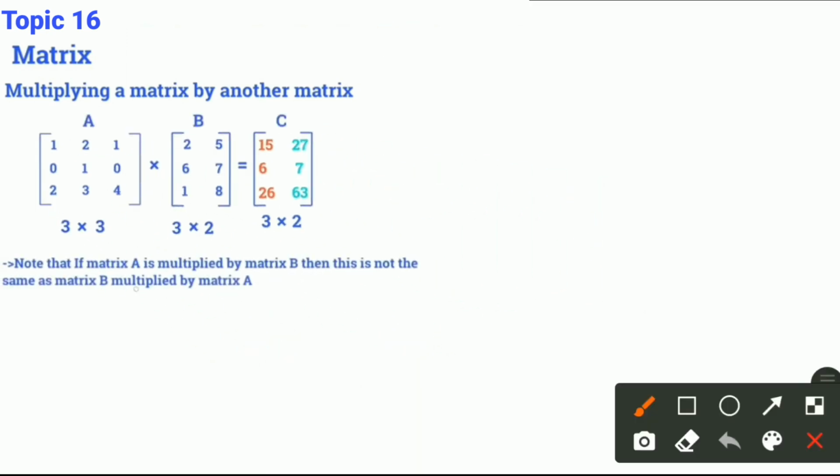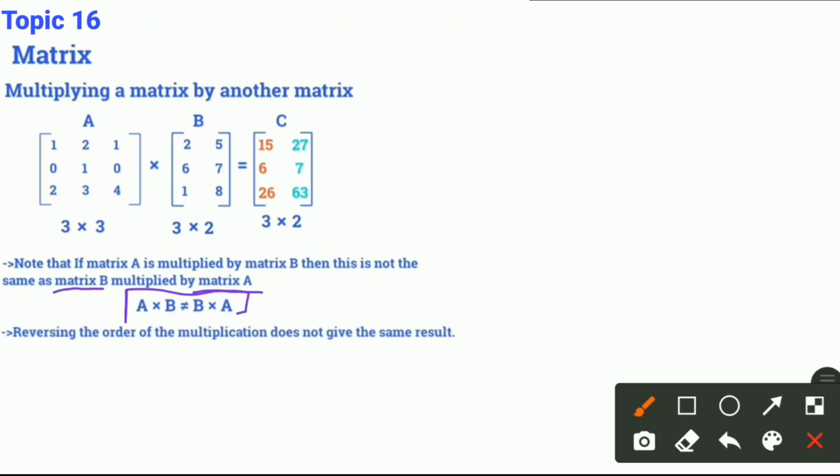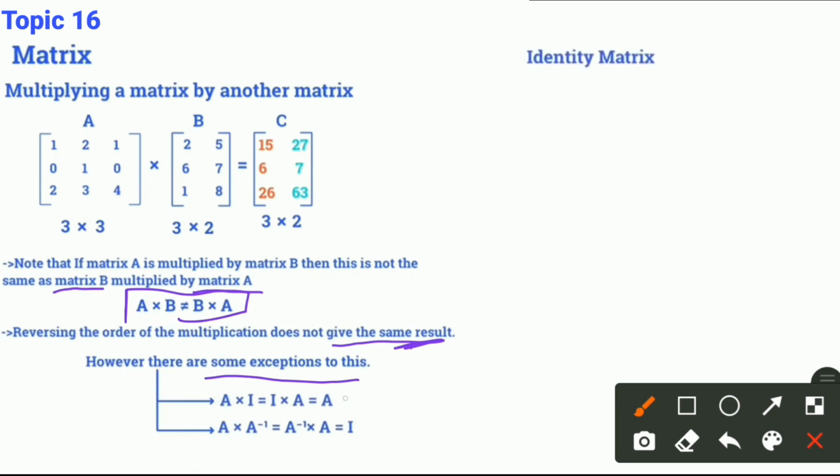Okay, note that if matrix A is multiplied by matrix B, then this is not the same as matrix B multiplied by matrix A. Yeah, the order really matters. Reversing the order of the multiplication does not give the same result. However, there are some exceptions to this. This is a different thing.